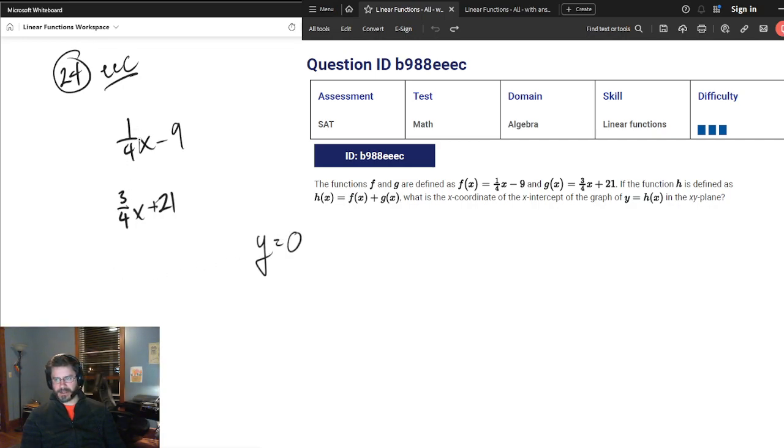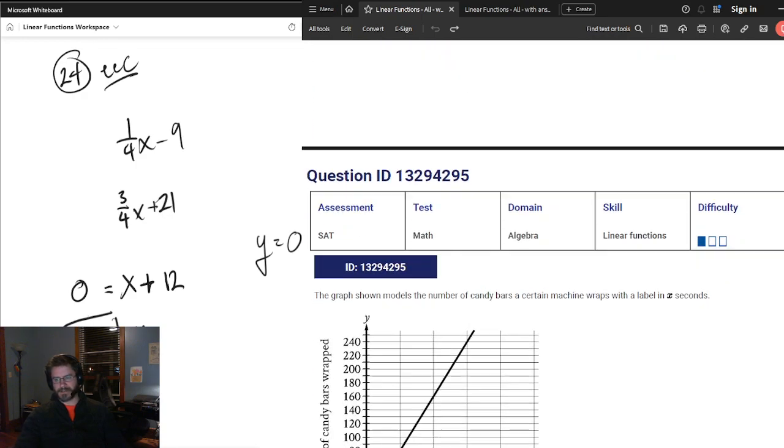So we're going to go ahead and add these together to get h of x. We can add straight down. They made this really easy, so 1/4 x plus 3/4 x is 4/4 x, or just x. Negative 9 plus 21 is the same thing as 21 minus 9, so that's positive 12. And we want y to equal 0. Subtract the 12, nothing to divide by. And you can indeed get negative answers for these fill-in-the-blank questions.